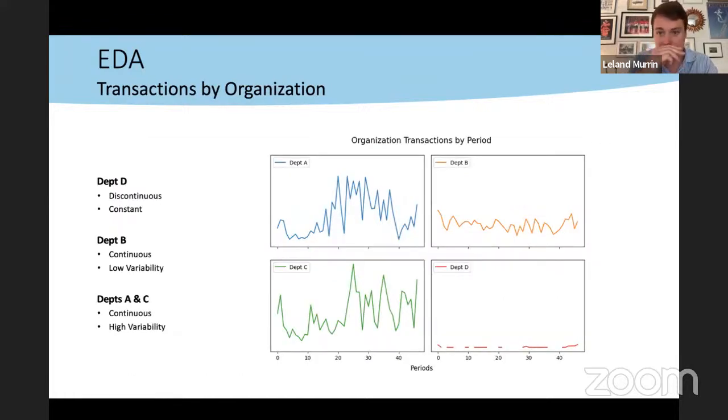Getting into subplots of all the organizations, there's 4 organizations within it, with Department D being extremely discontinuous and just constant. So not that interesting. Department B was pretty continuous, but it had very low variability. It was just constant over time. So we isolated Departments A and C, which were highly variable and continuous across the whole data set.